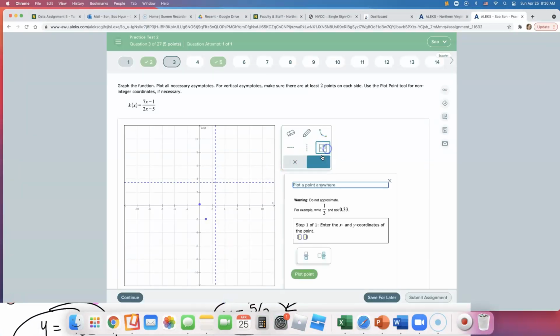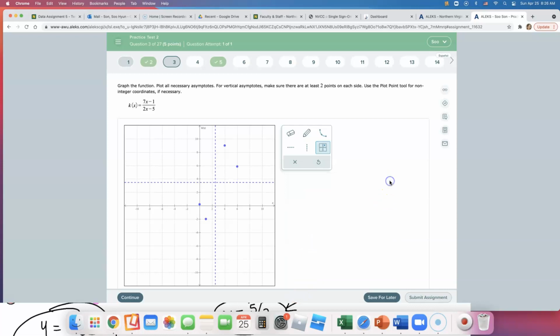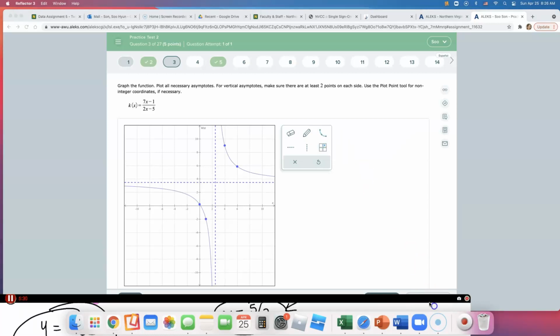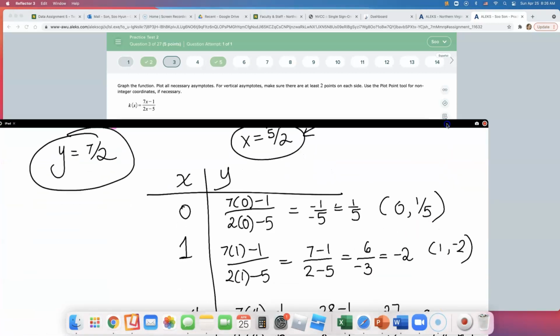So the first point was (4, 9). That was a nice one. (4, 9). The next one was a little bit nasty. (6, 41/7). I plotted them both. And then this is when you click on this graph tool. Click on that graph tool. Ta-da! And I'm going to go ahead and just submit this because I want to see if I got this right. So give me 1 second.